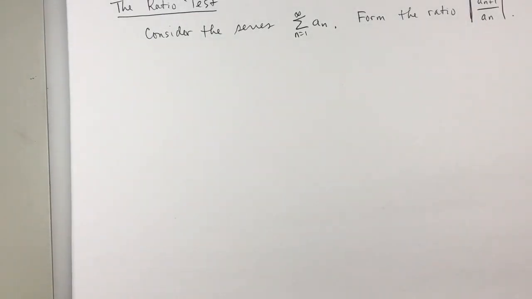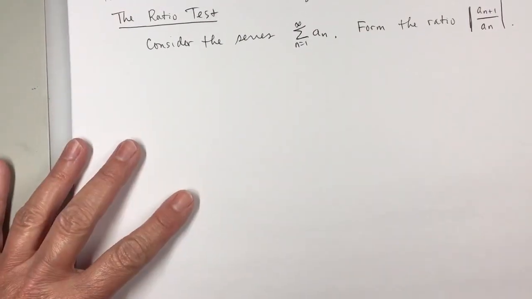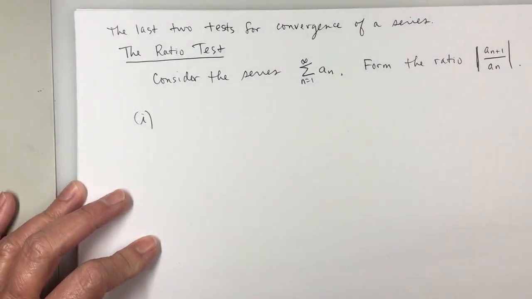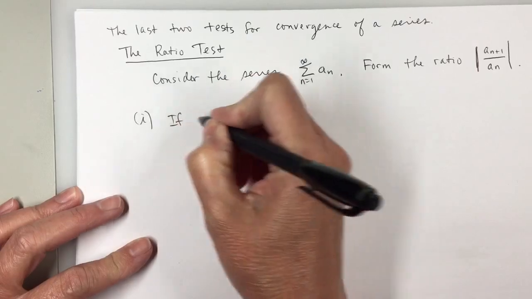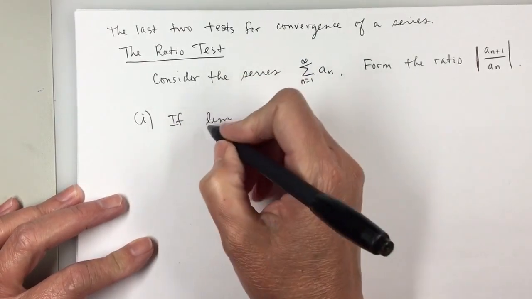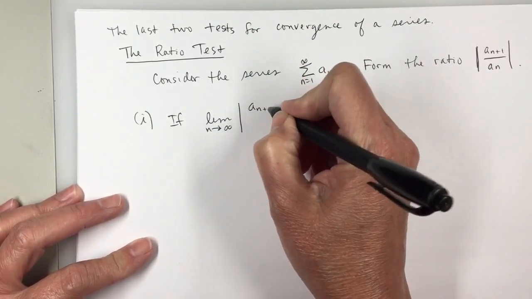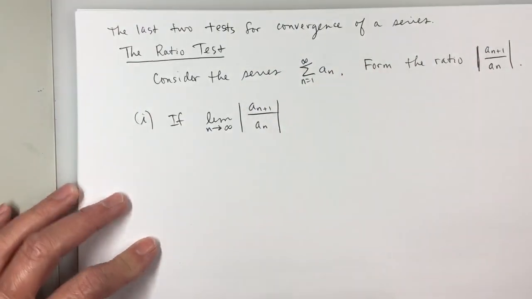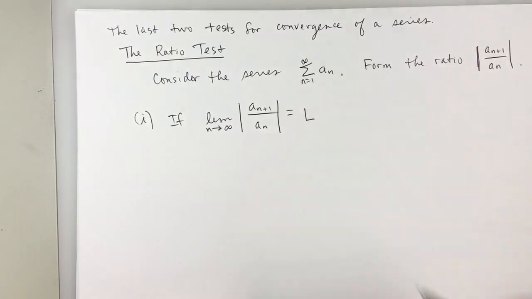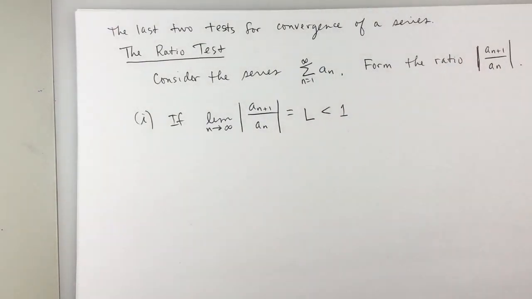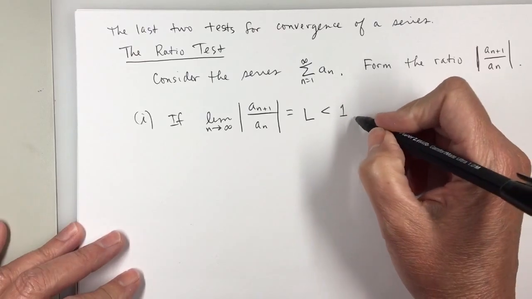And then three things can happen with this ratio. Number one, and this is as the limit goes to infinity: if the limit as n approaches infinity of this ratio, the absolute value of a sub n plus 1 over a sub n, equals some limit L, and L is less than 1, then the series is absolutely convergent, and then convergent as well.